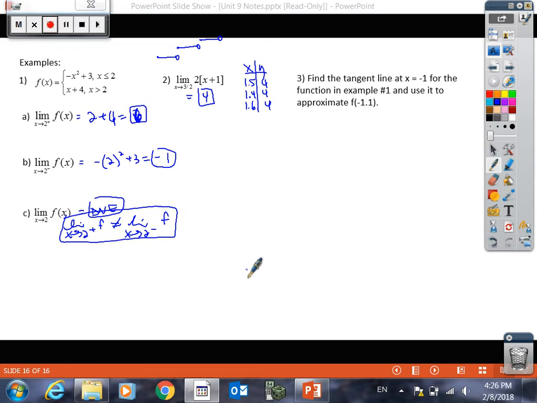But in this particular case, we're good because here's our 1.5. We go to the left, we get a 4, we go to the right, we get a 4, we're good to go. So that limit is 4.